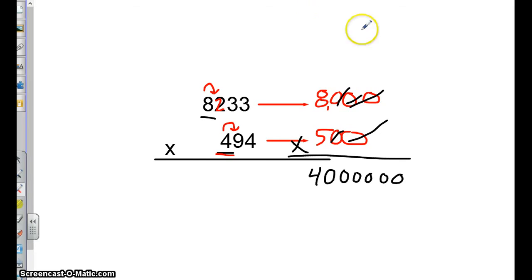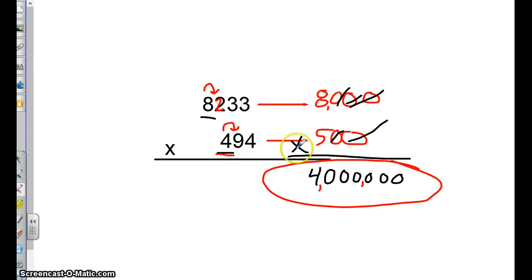Okay, let's think about how do we know where to put our commas? We always start on the right and we move over. 1, 2, 3. 1, 2, 3. Remember, there can never be more than 3 digits in each section because this is one period. This is another period, okay? So our answer is 4 million. So 8,233 times 494 is about 4 million. All right, good job, fourth grade.